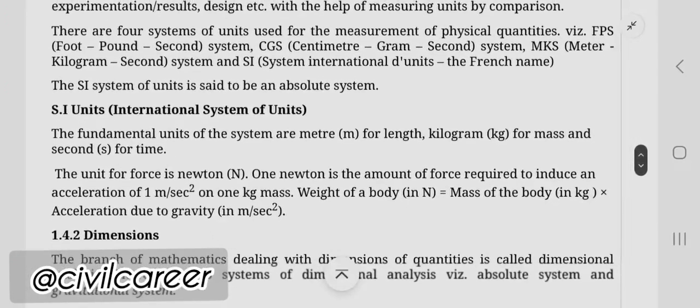First one, SI units, International System of Units. The fundamental units of the system are meter for length, kilogram for mass and seconds for time. The unit for force is Newton. 1 Newton is the amount of force required to induce an acceleration of 1 meter per second square on 1 kg mass. As we know, the weight of a body in Newton is equal to the mass of the body in kilogram multiplied by acceleration due to gravity in meter per second square.